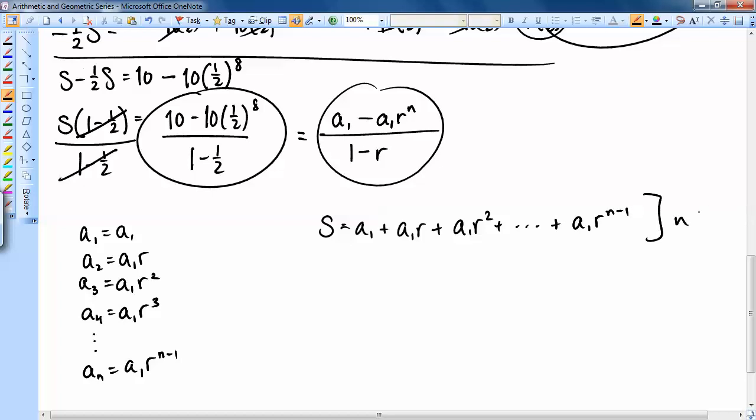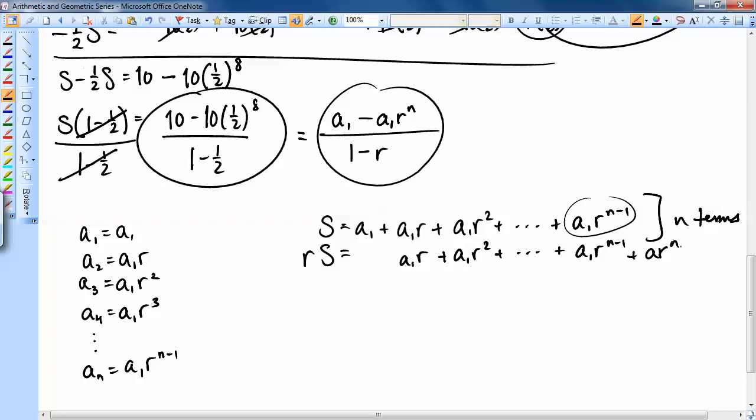So there are n terms here. And what I'm going to do is I'm going to multiply s by r. So I get, instead of a1, I get a1 times r. And instead of a1r, I get a1r squared, up to a1r to the n minus 1. And then when I multiply this by r, it becomes r to the n. So now I'll do what I did before and subtract.